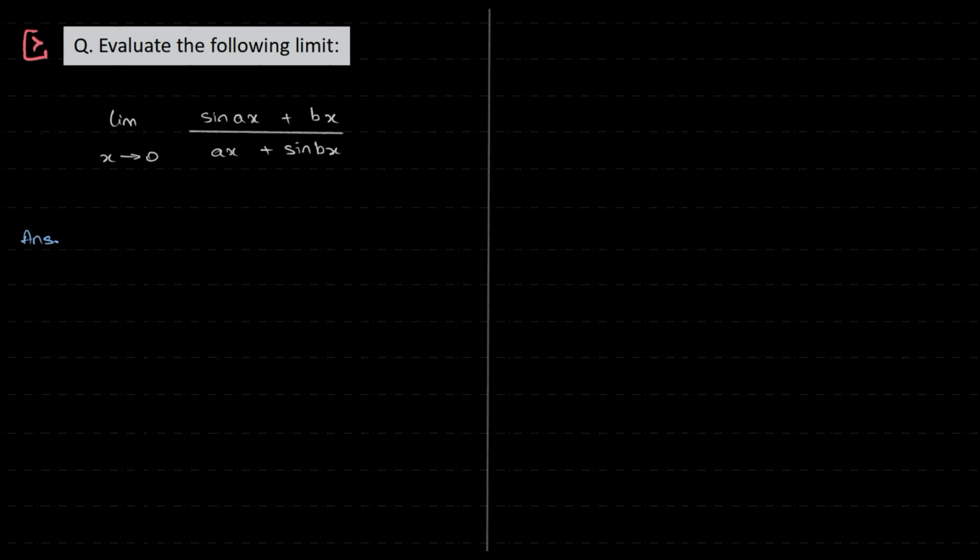So we have to start off with, when we substitute x as 0, we get the result in the form of 0 by 0.